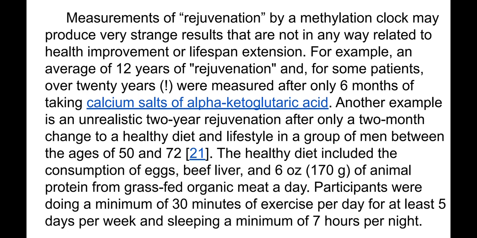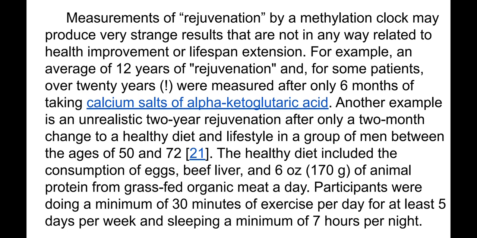Measurements of so-called rejuvenation by methylation clock may produce very strange results that are not in any way related to health improvement or lifespan extension. For example, an average of 12 years of so-called rejuvenation measured by methylation clock, and for some patients even 20 years of rejuvenation, were measured after only 6 months of taking calcium salts of alpha-ketoglutaric acid. Can you imagine that 6 months of taking some supplements will rejuvenate your body by 20 years? I wish I had it, but it is impossible.